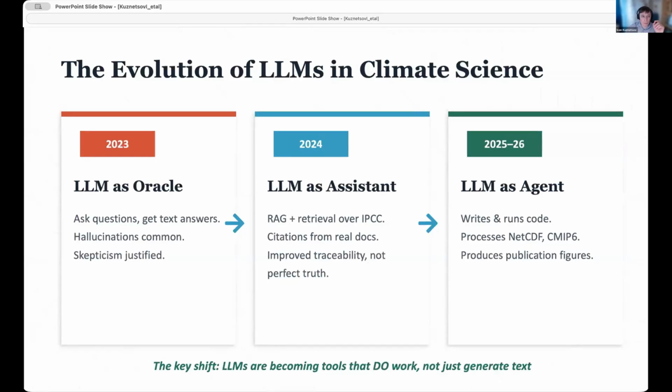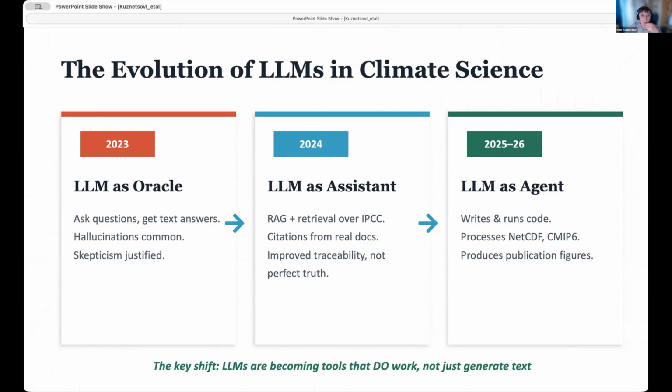So let me describe the recent history in three simple phases. Phase one, around 2023, the LLMs as Oracle. People mainly used LLMs as a question answering system. You could ask a climate question, for example, what does the IPCC say about Arctic amplification? And the model would produce a fluent text answer, but the answer came from the model's internal knowledge with no reliable way to check it. Wrong or invented details were common, so skepticism was justified.